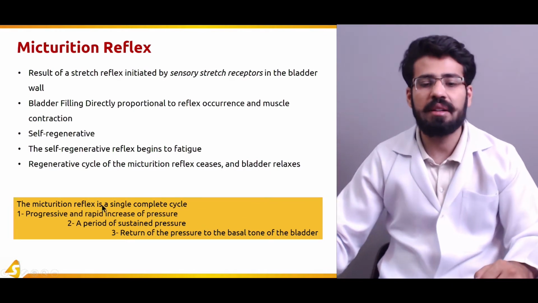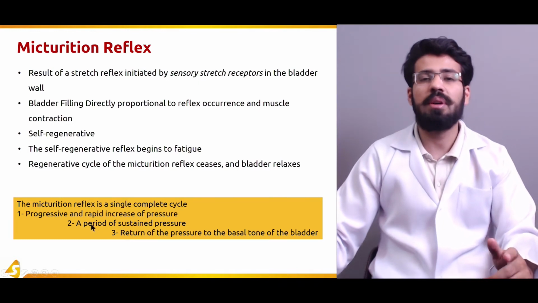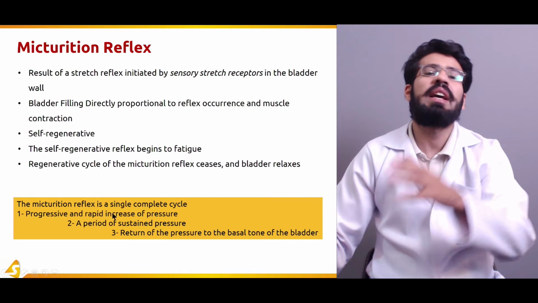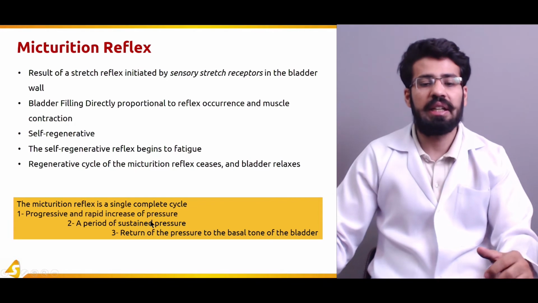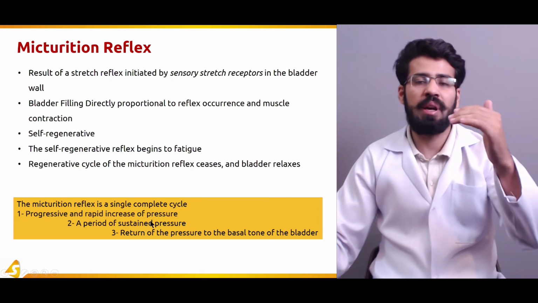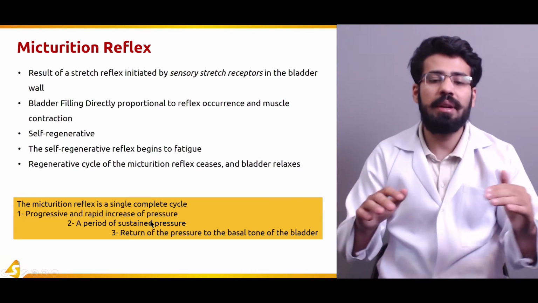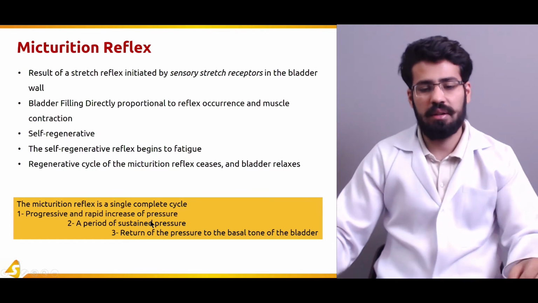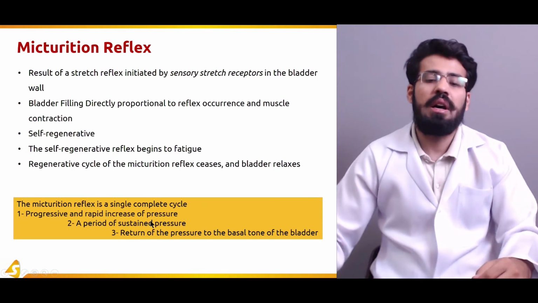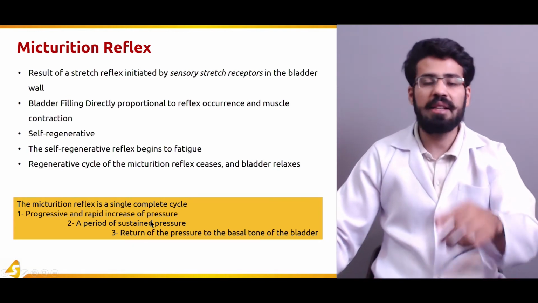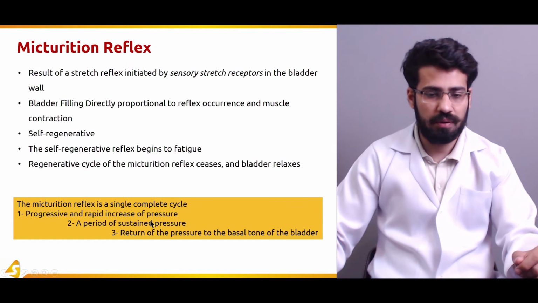Now, the micturition reflex is a single complete cycle. If we divide it into three major phases, number one is the progressive and rapid increase of the pressure, and this pressure is felt by the bladder wall. Number two, pressure has increased up to a particular point. This will cause a period where the pressure will be sustained. Number three would be the return of the pressure to the basal tone of the bladder, and this will occur only when the bladder is empty after the process of urination or micturition.